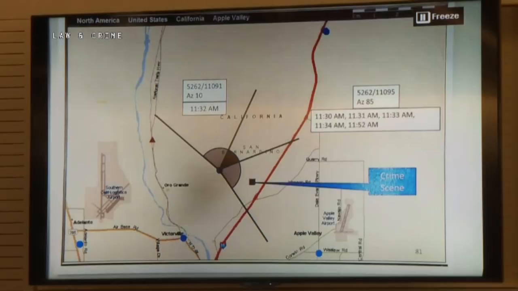So, using that column to the right on the CDRs, which indicates the cell tower location as well as the azimuth, the calls at 11:30, 11:31, 33, and 34, and 11:52, color does not look as good, but those are at an azimuth of 85 degrees. Remember that 90 degrees is due east, so it's pitched a little bit to the north of due east. That's indicated by two black arms extending off the cell tower that create a 120 degree angle pointing essentially due east. At 11:32 a.m., the phone selected the tower facing at 10 degrees, which is to the north, and that's the tower the phone selected for that particular call.